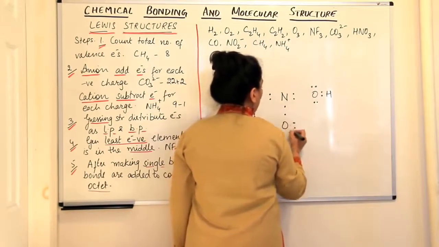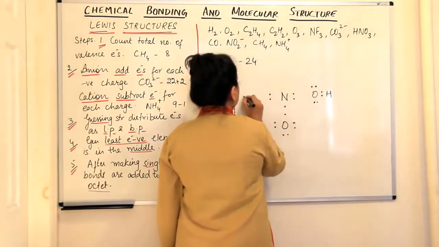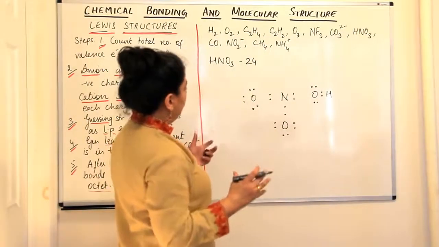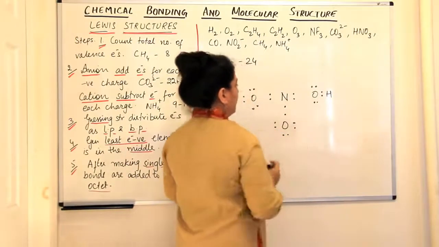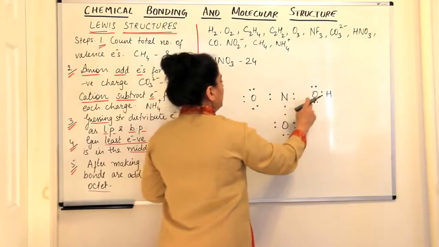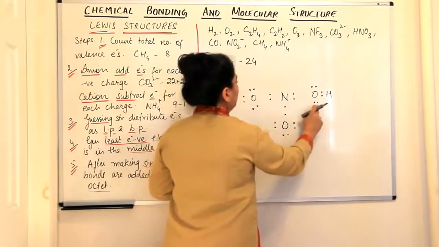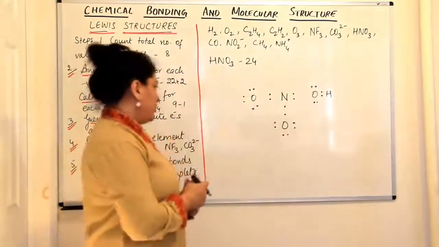Again 8 and 8 for the other oxygens. Right? Now for every oxygen there are 8 electrons. For hydrogen there are 2 electrons. That's what it needs. And let's count the total number of electrons. 8, 8 plus 8, 9, 10, 11, 12, 13, 14, 15, 16, 17, 18, 19, 20, 21, 22, 23, 24. We do have all the 24 electrons.